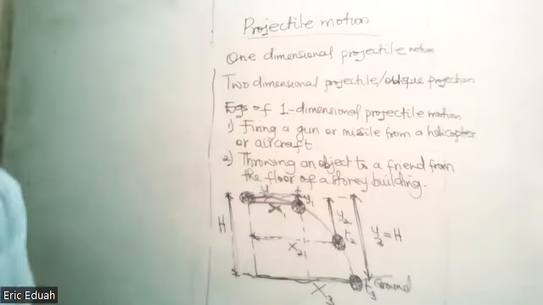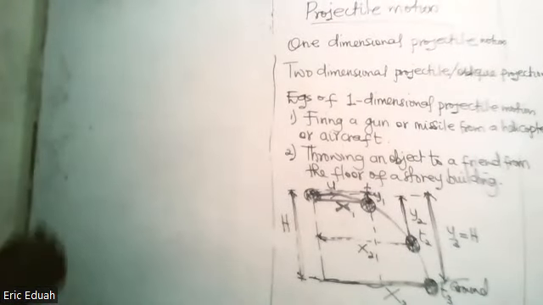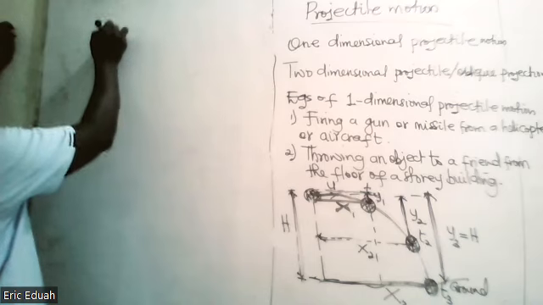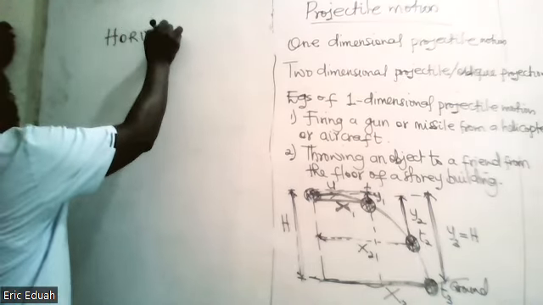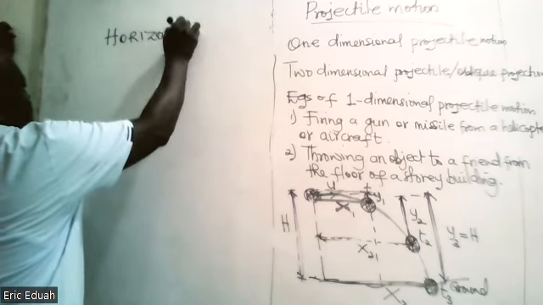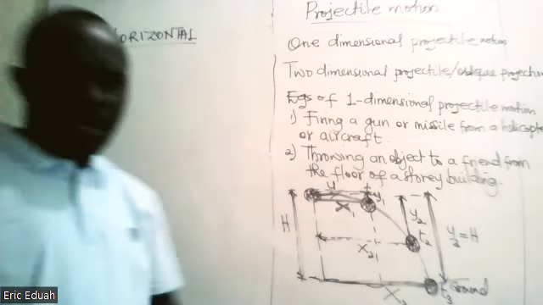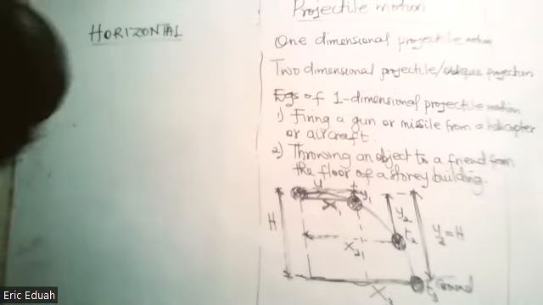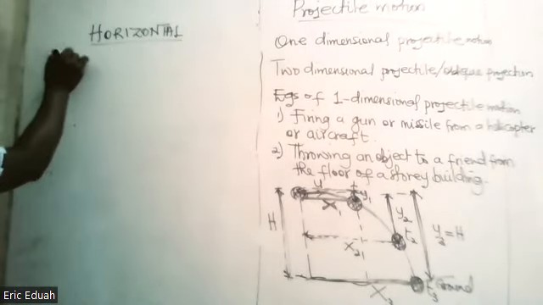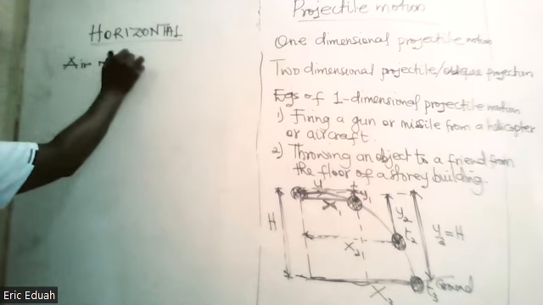So let's look at the body's horizontal analysis. The body's horizontal analysis. So analyzing it horizontally, we are analyzing the motion horizontally. Projectile motion dwells on some conditions. The first condition is that air resistance is neglected.